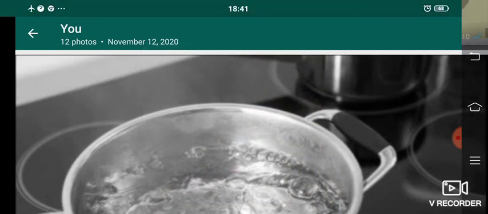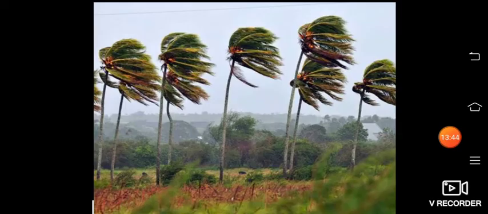Okay. Look at this picture. Can you see in which direction the wind is blowing? You can tell the way the wind is blowing by looking at the trees. Yes, you can tell the direction. From this direction, the wind is blowing. That is why the trees are swaying in this direction. Like that, you can find out from which direction the wind is blowing.